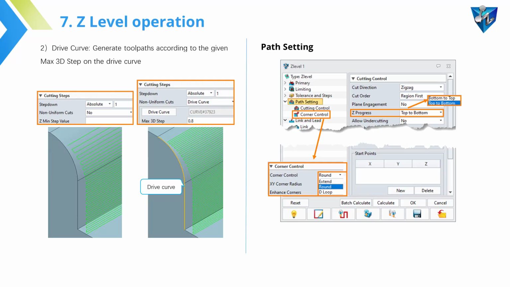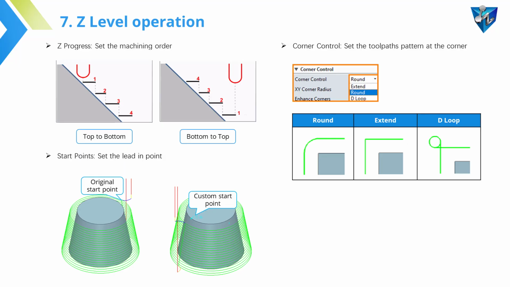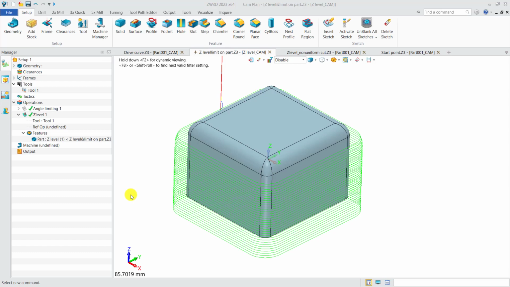And for path setting, the progress is to set the machining order. You can know it intuitively through these images. Start point is to set the lead in point, and corner control is to set the toolpath pattern at corners to be round, extend, or deloop. Now let's go to ZW3D and explore more.